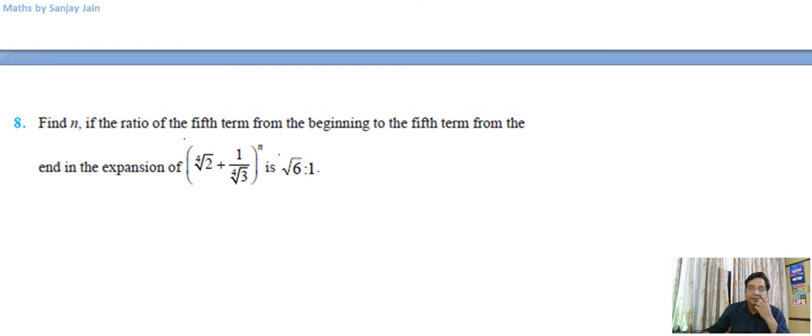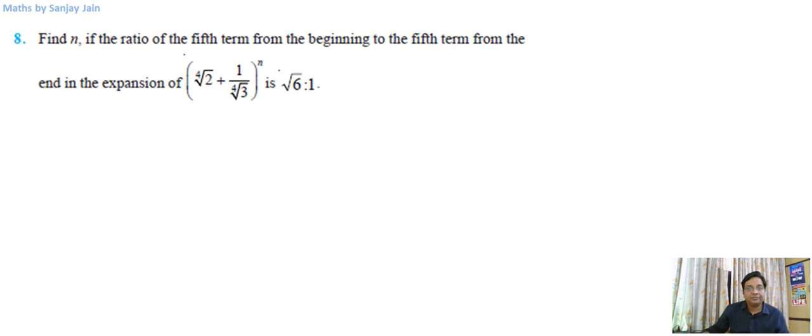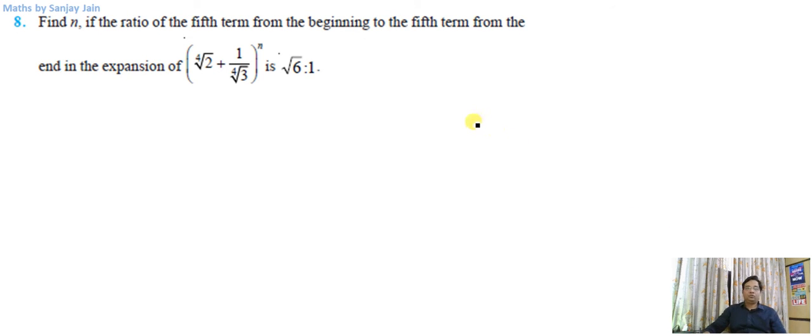Find n if the ratio of the fifth term from the beginning to the fifth term from the end in this expansion is √6:1. So the question wants you to find the fifth term of this expansion from the beginning and the fifth term from the end, and then the ratio is given as √6:1. By equating that ratio with √6:1, you need to find n. Let me show you how we can do that.